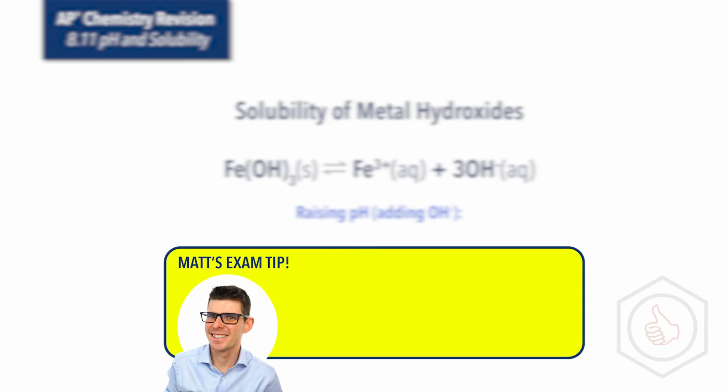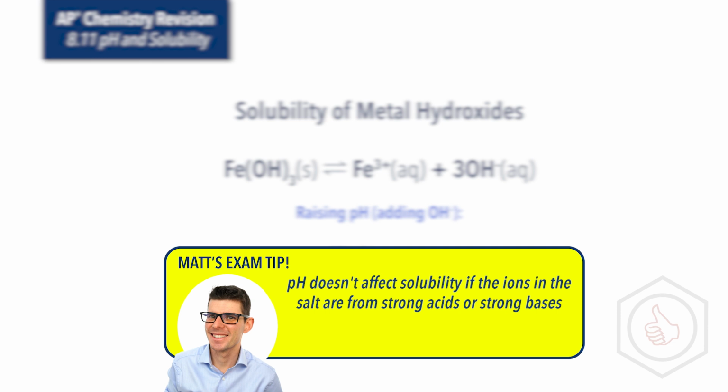pH doesn't affect solubility if the ions in the salt are from strong acids or strong bases and don't react further. For example, Na+ and Cl- ions are both conjugates of strong acid, HCl, and strong base, NaOH, and they are spectator ions, so pH doesn't change the solubility of NaCl.